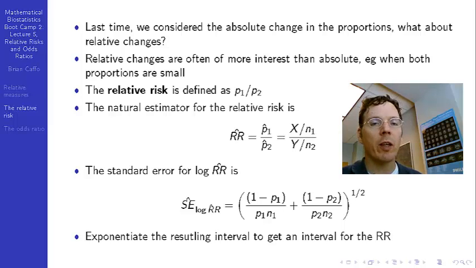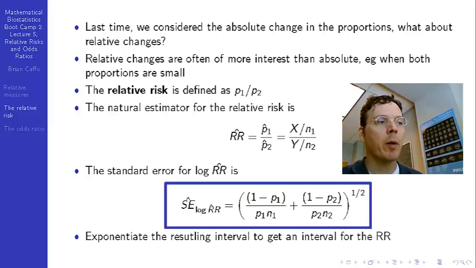So what people do is, often when you're working with ratios, we know already that it's very convenient to look at logs. So the log relative risk is just the log of this quantity here, x over n1 divided by y over n2. And that quantity has an asymptotic standard error that you can calculate. In one of the next two lectures or so, we'll show you exactly how to get this standard error. That standard error works out to be (1 minus P1 over P1 n1 plus 1 minus P2 over P2 n2) all raised to the 1/2 power. And that's the standard error of the log relative risk.